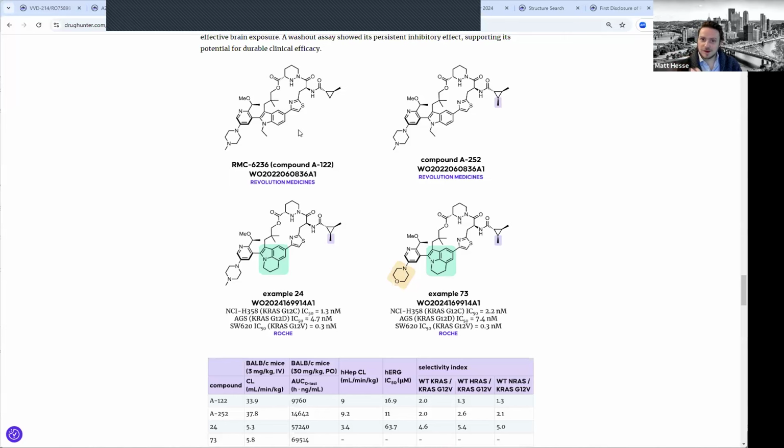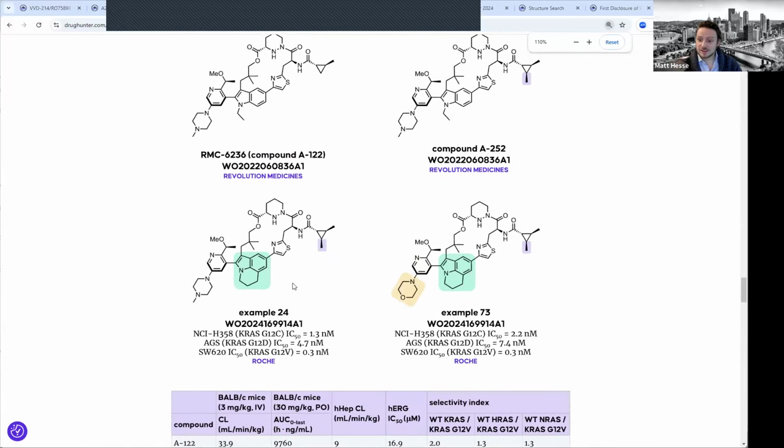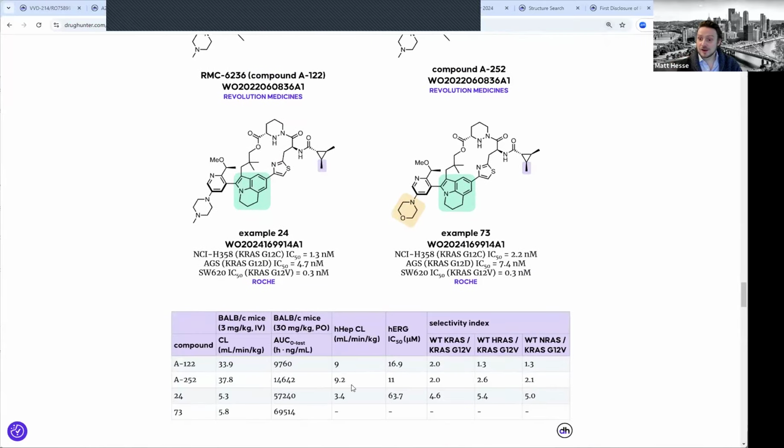And you can see that Roche have published this patent where they've taken that scaffold and they've added this macrocycle here on the indole. What this does is it gives it benefits in terms of its clearance and its hERG activity. So if you see the top two lines of this table here, the hepatic clearance is reasonably high. Compound example 24 from this patent now has reduced metabolic clearance, and it's actually got a much bigger window with regards to its hERG liability.